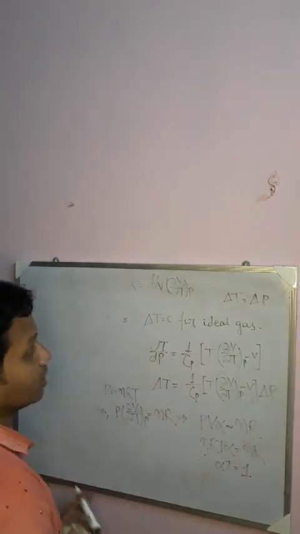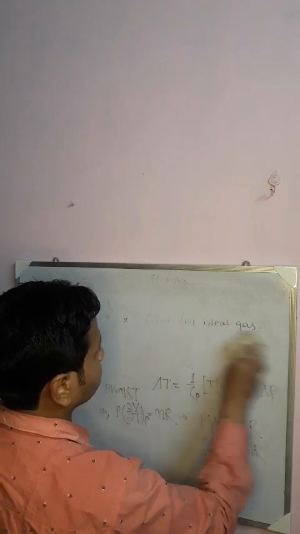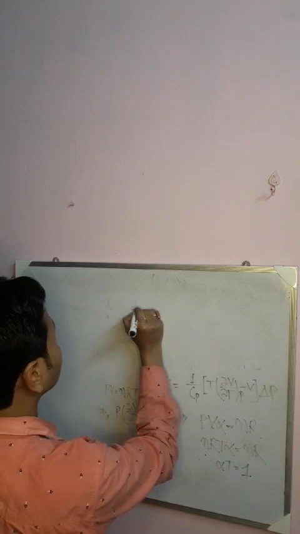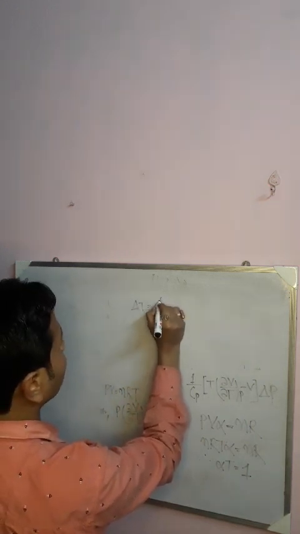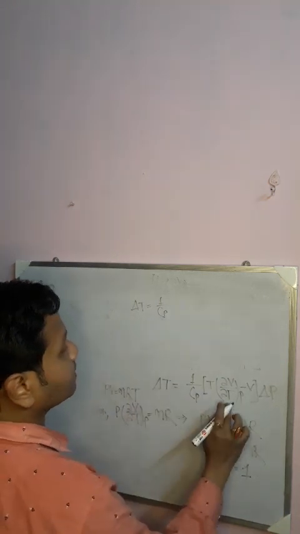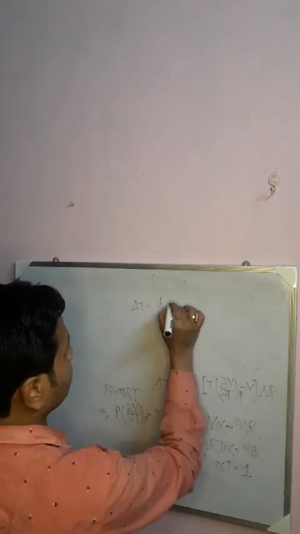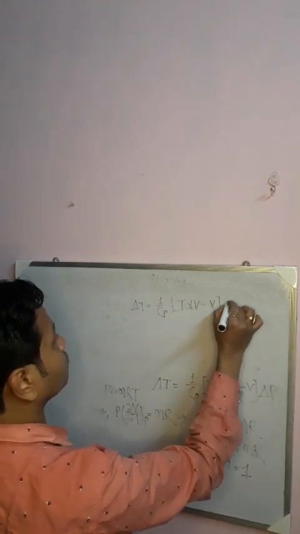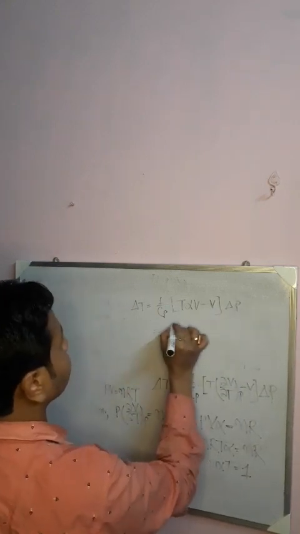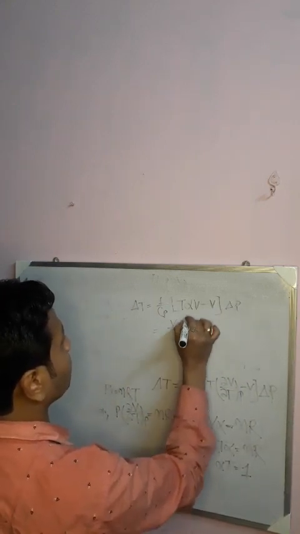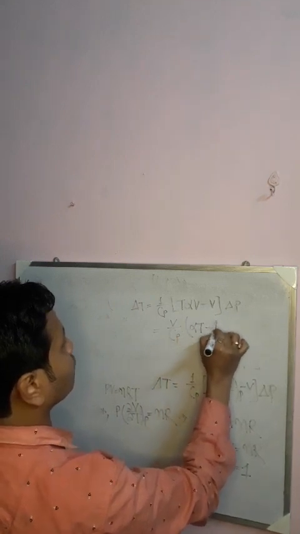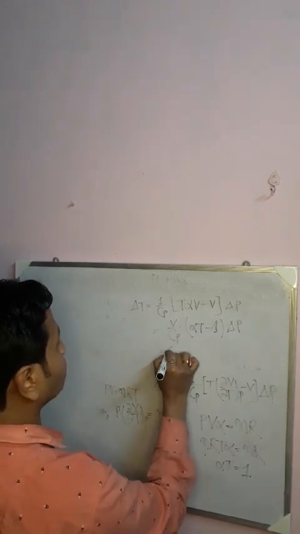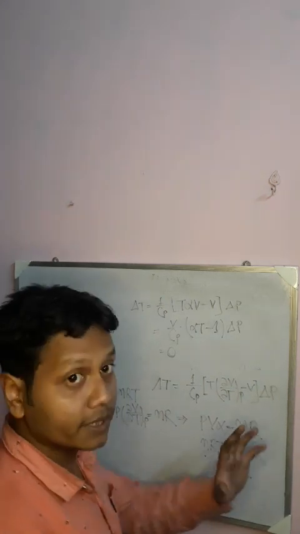Now just look into this equation. It can be written in terms of alpha T, because delta T is 1 upon Cp, and del V del T at constant pressure means alpha V. That means T alpha V minus V, into del P. If you take V common, so V by Cp into alpha T minus 1 into del P, and put alpha T equal to 1, that means del T is 0. So this is a simple interesting problem.